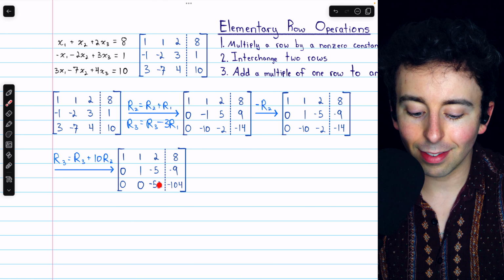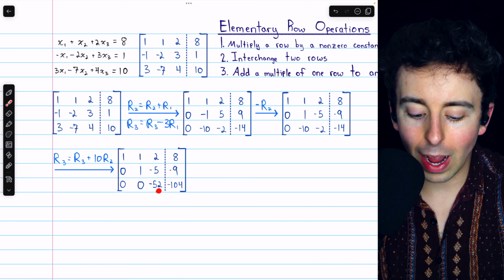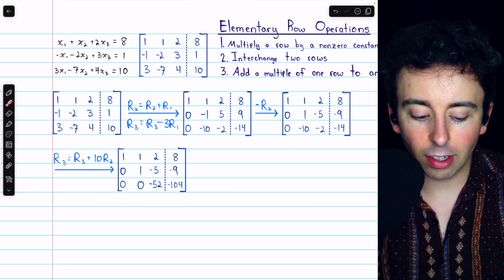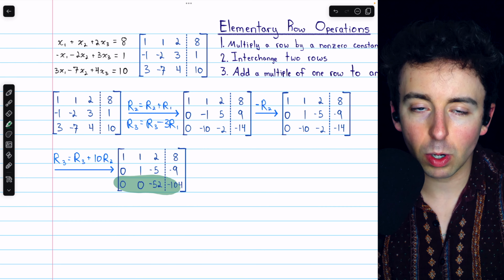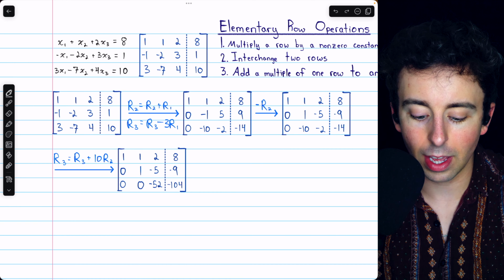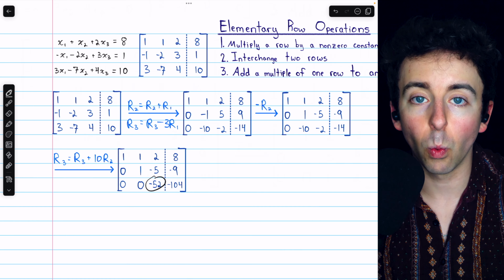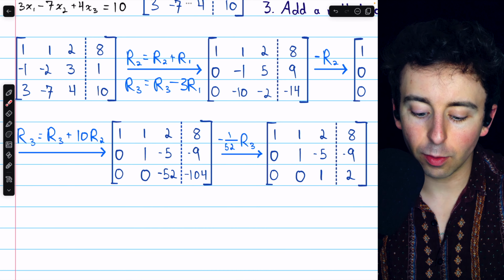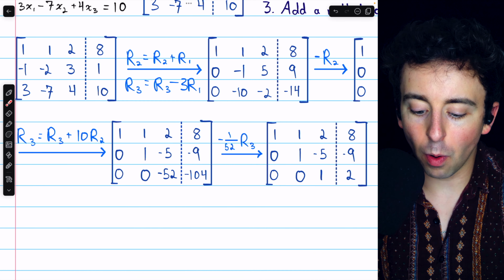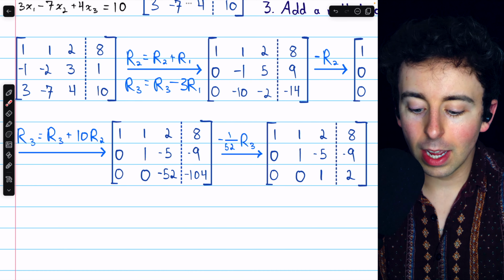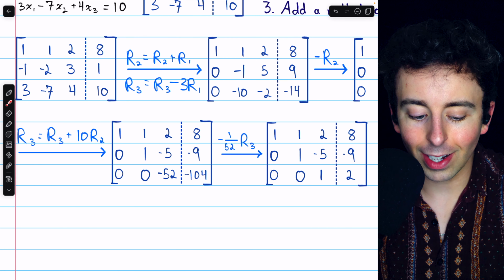Finally, we want this first non-zero entry in row 3 to be a +1. So we'll multiply row 3 by -1/52 to turn this into a +1. And that gets us here. That -52 is now +1, and -104 times -1/52 is +2. So this is exactly where we were trying to get.